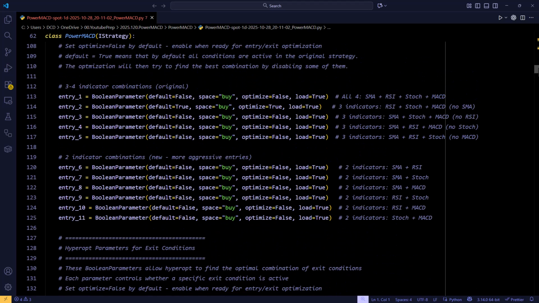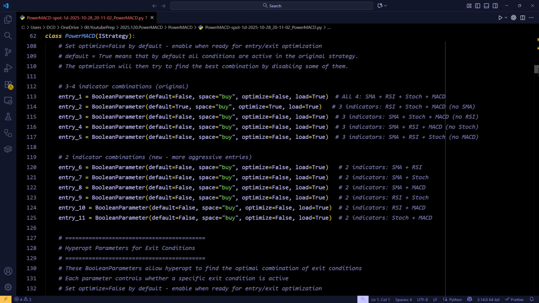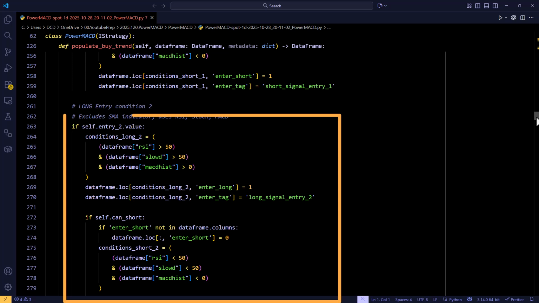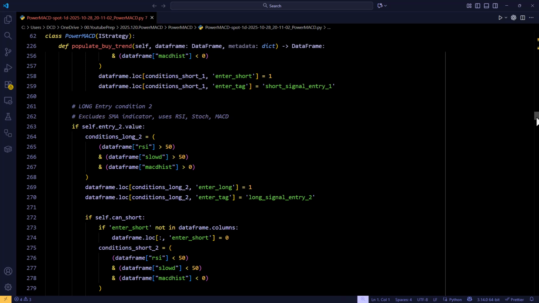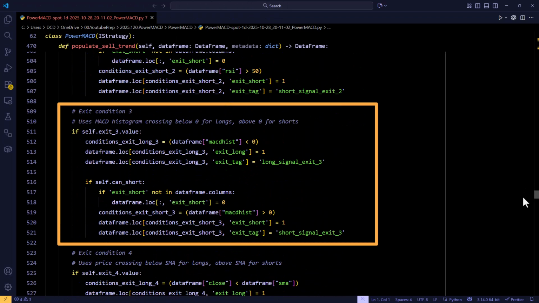Now for this specific demonstration I've chosen to only use entry rule 2 and exit rule 3 in the strategy itself. I can enable this by setting the default parameters to true, and false means that it is not used in the strategy. The actual entry and exit rules are at the bottom of the file, and entry rule 2 only uses the RSI, slow stochastic and MACD histogram for the entry rules for long and short trading. And exit rule 3 only uses the MACD histogram as the rule that says when to exit a trade.